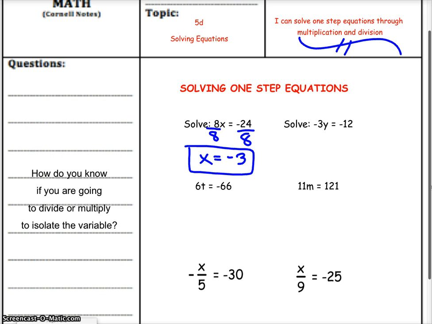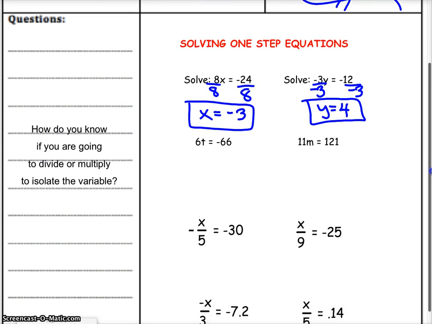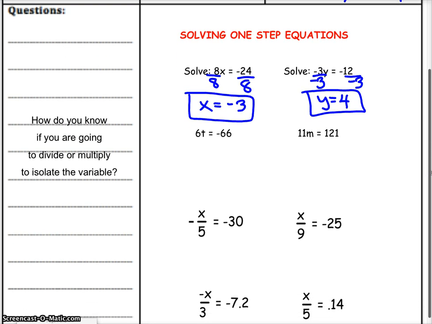Okay. Negative 3y equals negative 12. We divide through by a negative 3, because that's negative 3 times y. Y then equals a positive 4. When you have two negatives, it turns to positive. 6t equals negative 66. That means 6 times t. In order to move times again, we divide by what's in front. T equals negative 11. And it's negative because you have one negative.